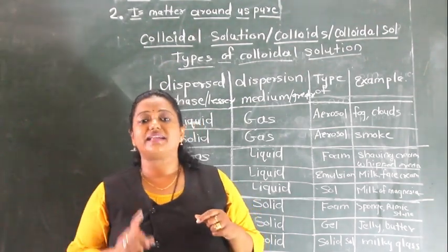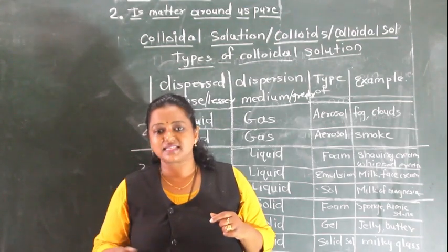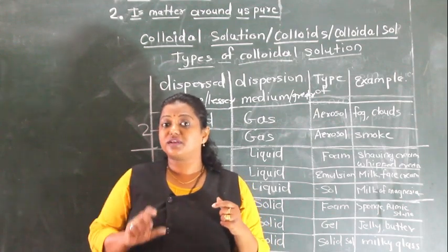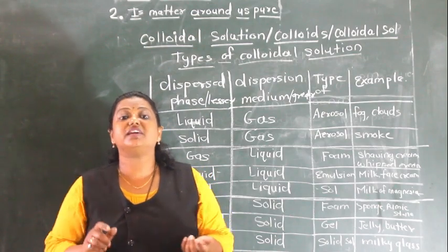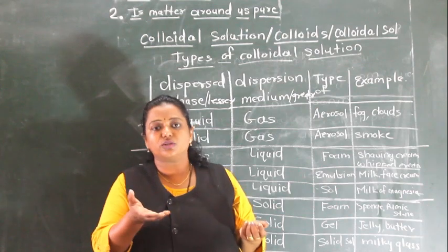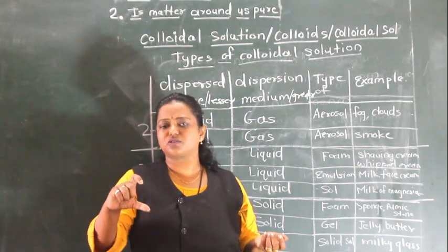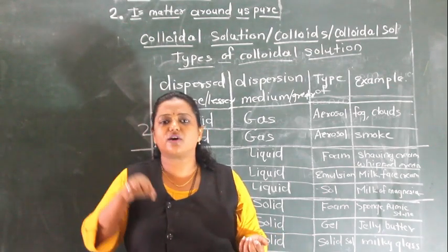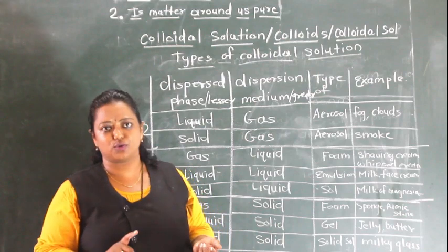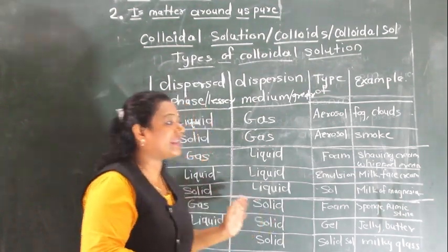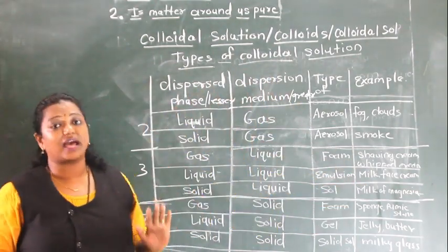One more example is pumice stone. Pumice stone, which is used in salons and parlors to clean the surface, also floats in water. Why is it floating? To clean our feet, we use this pumice stone. It looks like a stone, but it is light in weight. This pumice stone contains a greater amount of solid, but it has small pores, and in those small pores air is present. So this is also one kind of colloidal solution, which contains more solid and less gas. The type of colloidal solution is foam, and examples are sponge and pumice stone.